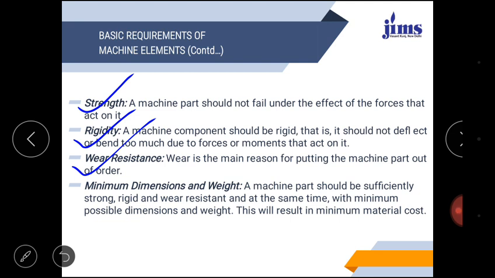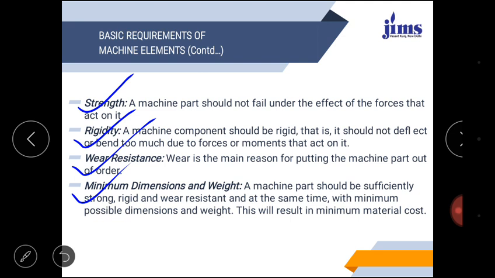And when wear occurs in the machinery, it won't be able to deliver its work. So wear resistance, meaning resistance against wear, should be considered while you are designing. So it is another very important parameter. The next one is minimum dimensions and weight.